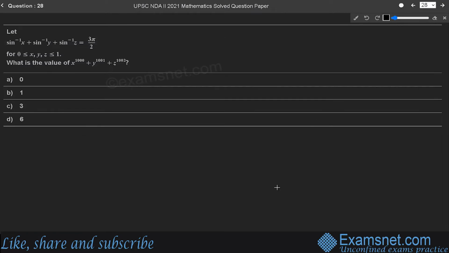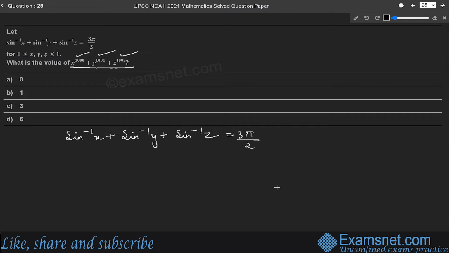Next question is, let sin^-1 x + sin^-1 y + sin^-1 z = 3π/2, where x is greater than or equal to 0 and x, y, z lie between 0 and 1. Then what is the value of x^1000 + y^1001 + z^1002? You can see that the power is increasing: 1000, 1001 and 1002.